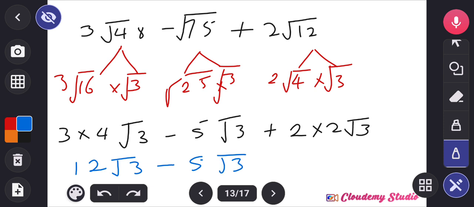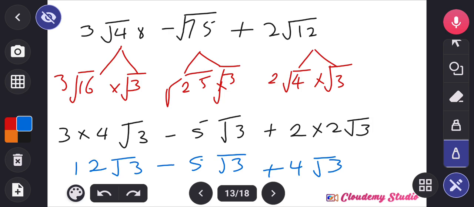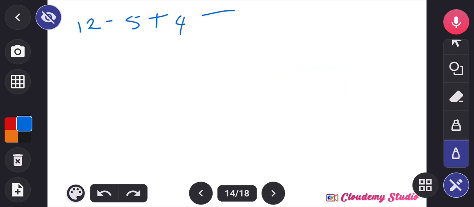Now, 2 multiplied by 2 equals to what? Equals to 4 plus 4 root 3. Now, what's the next thing you are going to do? You have 3, 3, and 3. So, you are going to take only one of them, which means your answer will be equals to what? That's 12 minus 5 plus 4. Then root 3.